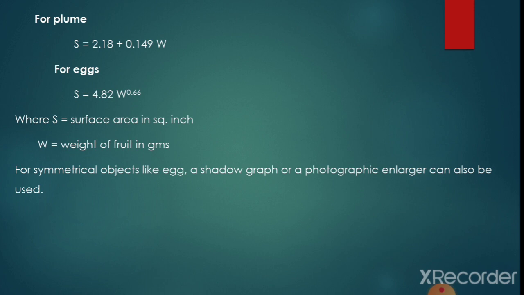Here S is the surface area of that fruit in square inch and W is the weight of the fruit in grams. So in this formula method we just take the weight of the fruit or vegetable of which we have to determine the surface area, and that weight is put into the formula in order to get the surface area of that fruit in square inch. For symmetrical objects like egg, a shadow graph or a photographic enlarger can also be used to determine the surface area.